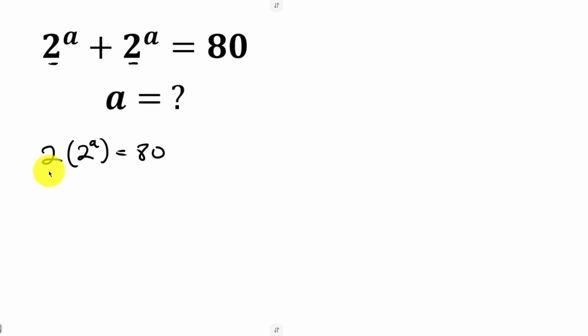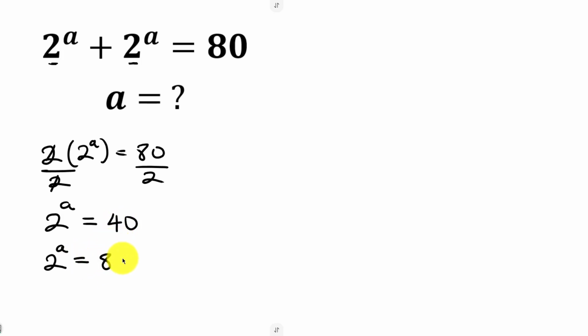Now I'm going to be dividing both sides by 2. So I'll divide the left hand side by 2, and I'll divide the right hand side by 2. Now we see that 2 cancels out 2, leaving behind 2 to the power of a on the left. This is equal to 80 divided by 2, which is 40. Very good.